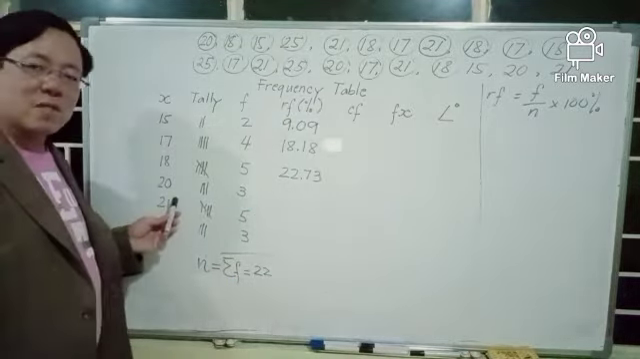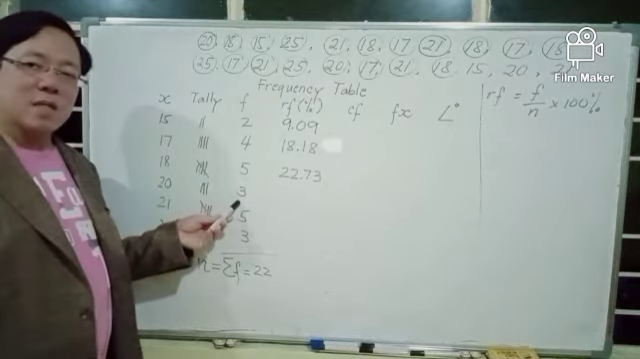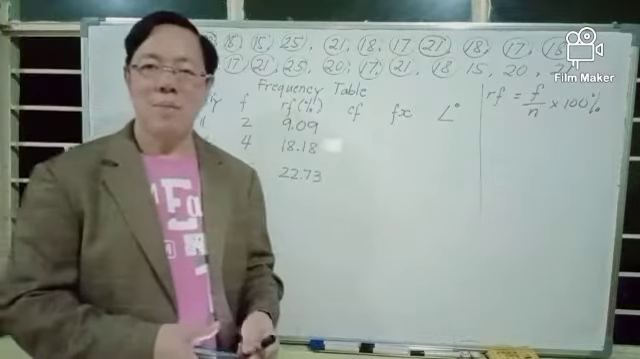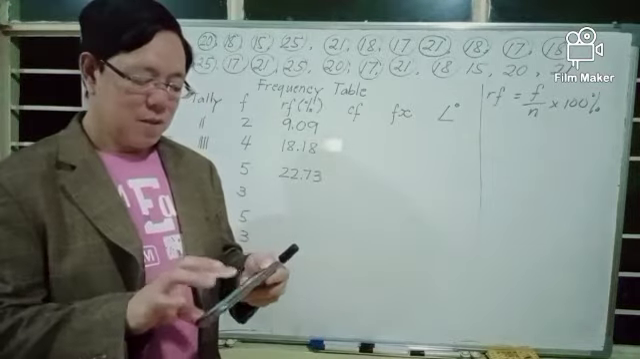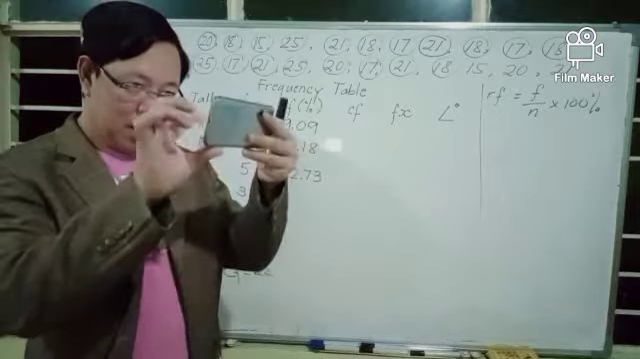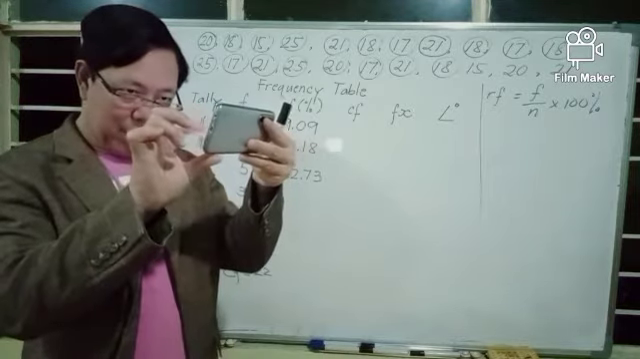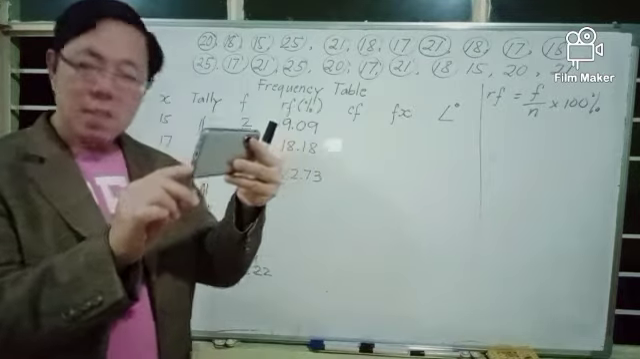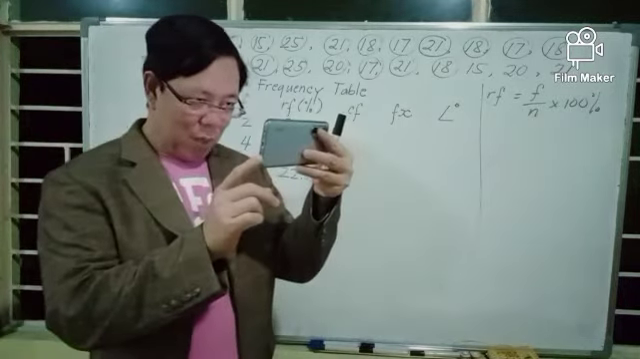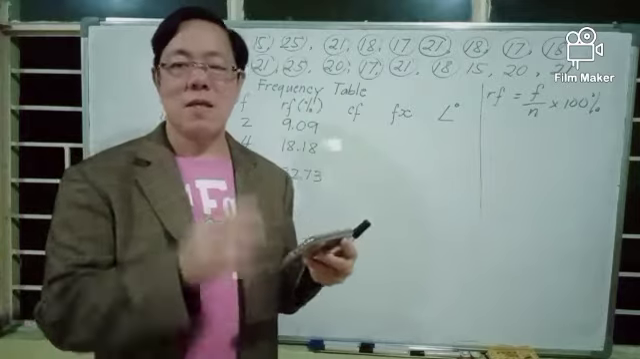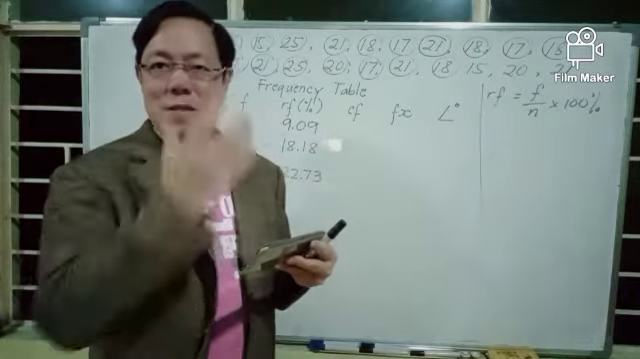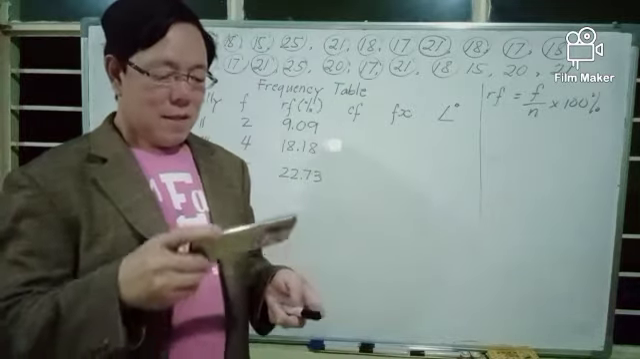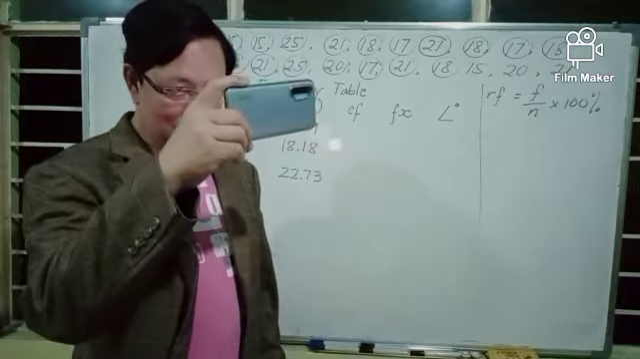The relative frequency for 20 is obtained by dividing its frequency 3 by the sample size 22 and multiplying by 100%. We have 3 divided by 22 multiplied by 100. And we should get 13.636363. The digits 63 are repeated without end. And we round this up to two decimal places.